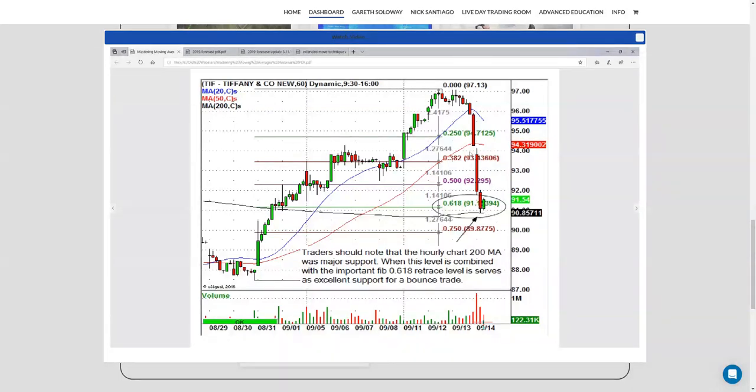So the old rule is if you're falling hard and you cut through moving averages and then you get to the 200, we used to name this the brick wall, and you'll get your bounce there, and you can see a nice one there. But this cut through like a hot knife through butter, and sometimes that stuff will happen.